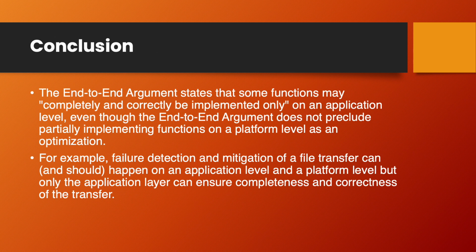Conclusion. The end-to-end argument states that some functions may completely and correctly be implemented only on an application level, even though the end-to-end argument does not preclude partially implementing functions on a platform level as an optimization. For example, failure detection and mitigation of a failed file transfer can and should happen on an application level and a platform level, but only the application layer can ensure the completeness and correctness of the transfer.